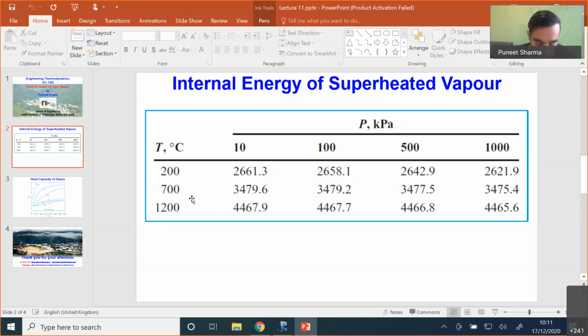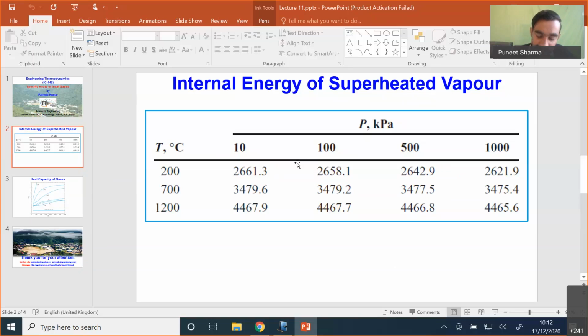Moreover, if we go to high temperature, for example instead of 200, if I go to 1200 degrees Celsius, there I can see that the change of internal energy is even less. This is obviously true, because when we go to very high temperature, the ideal gas assumption is more valid. Under such conditions, at high temperatures, the effect of pressure has completely vanished. However, if we go to low temperature, though there is a certain effect of pressure, in comparison to the overall magnitude of the internal energy, the change is actually very small.